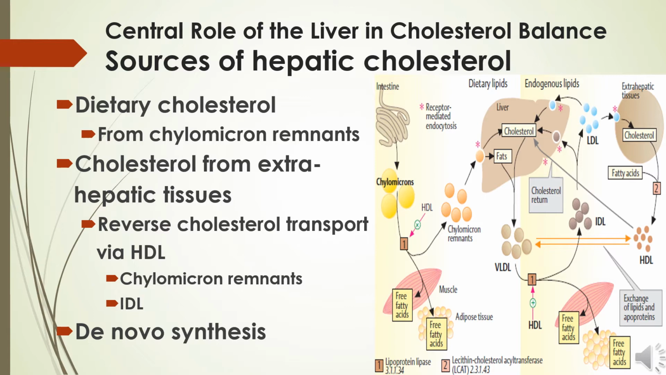High-density lipoproteins take cholesterol from the chylomicron remnants and intermediate density lipoproteins. A third source for hepatic cholesterol is the de novo synthesis from the precursor substrate acetyl coenzyme A.